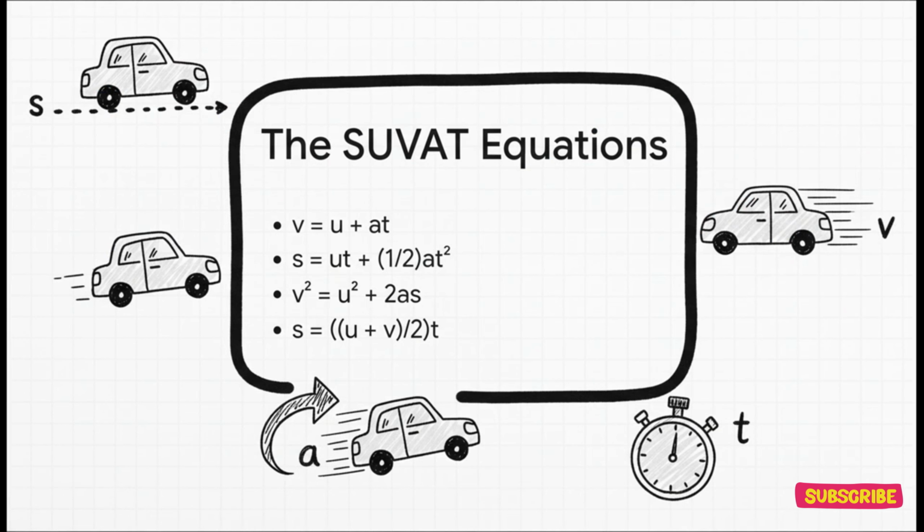So, how do we figure this stuff out without having to draw a graph every single time? Well, say hello to your new best friends, the SUVAT equations. These four formulas are the workhorses of kinematics. The cool part is, if you know any three pieces of information about an object's motion, you can almost always use one of these to figure out a fourth. They're like our mathematical toolkit.